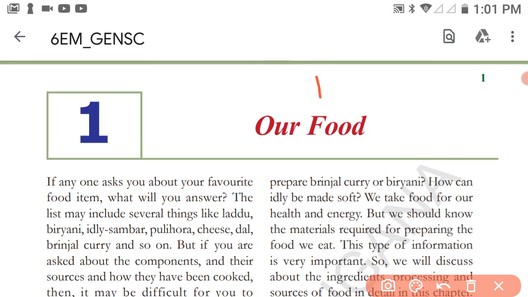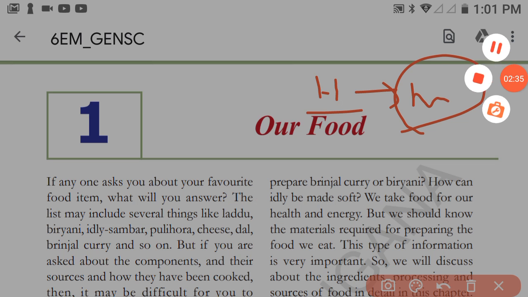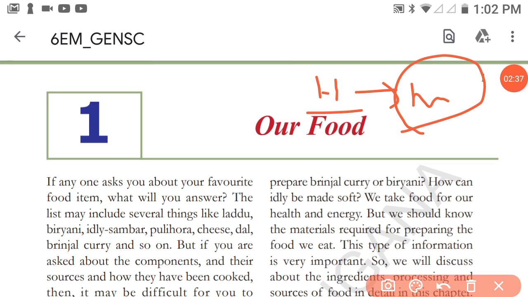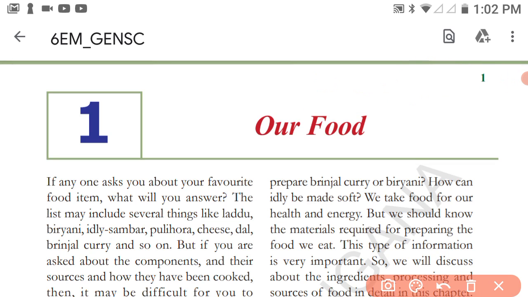Whereas healthy food contains all the nutrients. Now, what do these nutrients give us? Actually, the energy does not come from all the food, but it comes from the nutrients which are present in the food. Hence, we should eat healthy food.